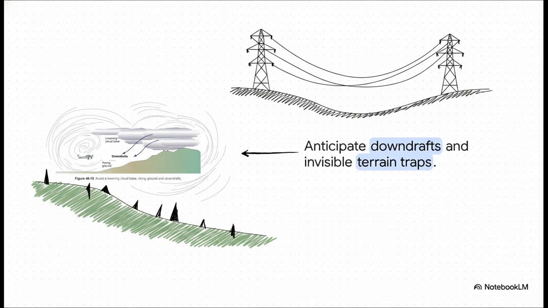Also, keep in mind that aeronautical charts typically only show obstacles that are higher than 300 feet. There could literally be transmission wires suspended 2,000 feet high across a valley floor that simply aren't on your map. You have to be paranoid. You have to anticipate them.